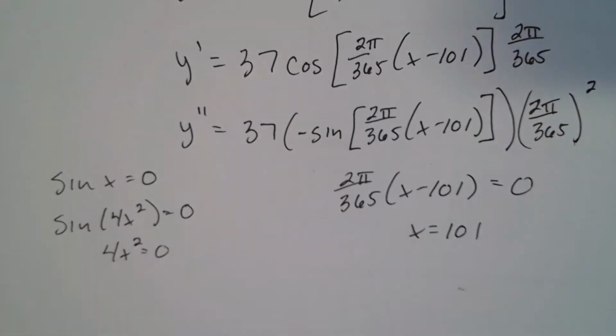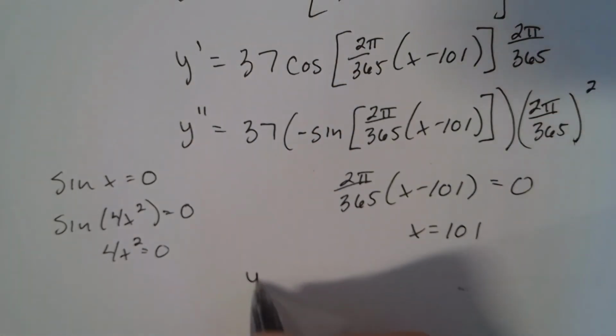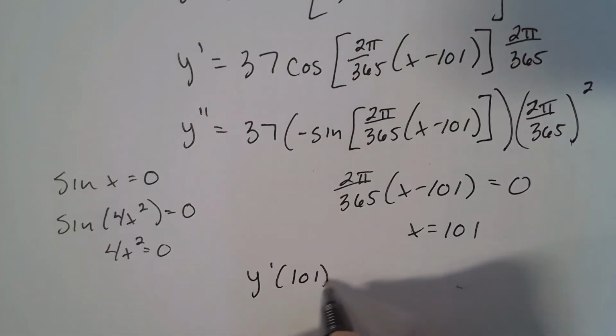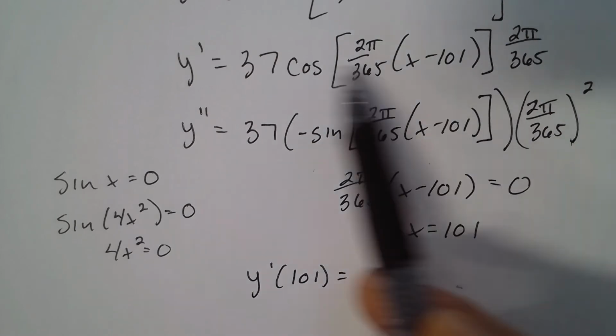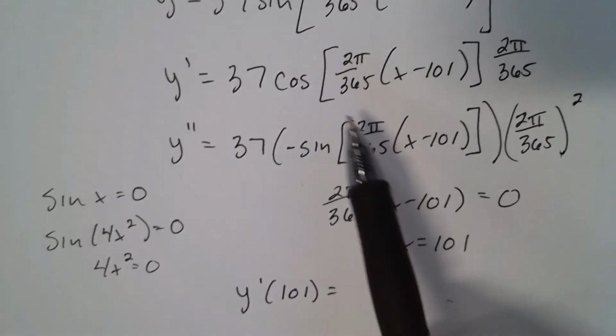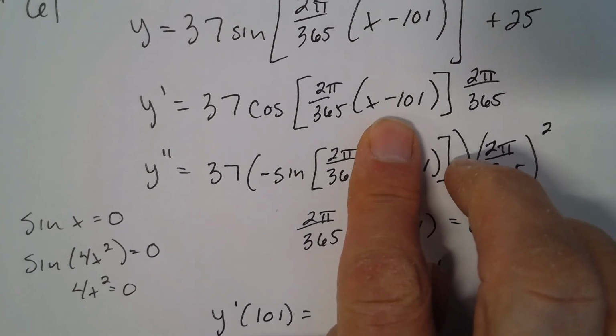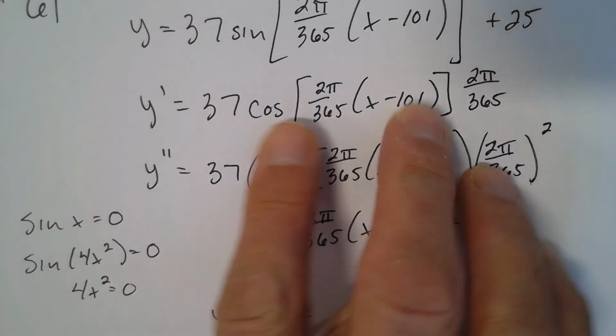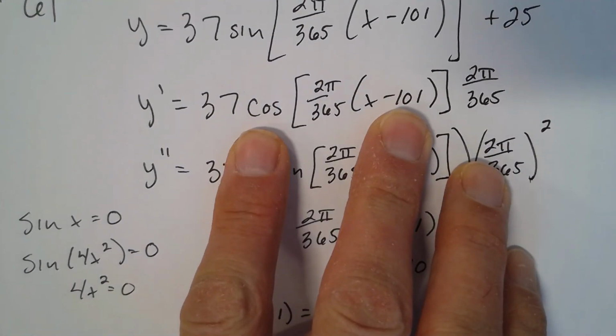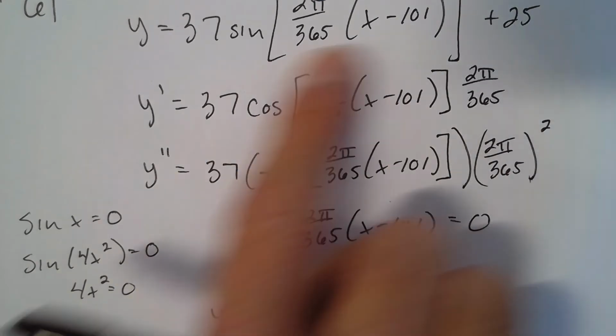Part B, how many degrees per day is the temperature increasing when it is increasing at its fastest? So we're looking for the rate of change at 101. So we just have to find y prime of 101. We plug it in to our derivative. So that's 0. That's 0. The cosine of 0 is 1. So this whole thing is 1.